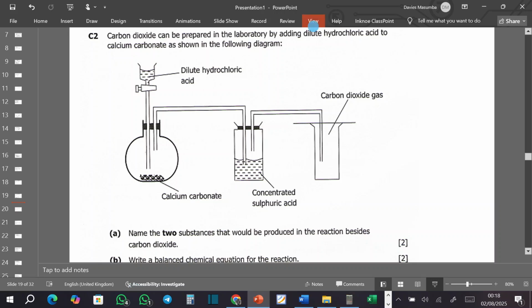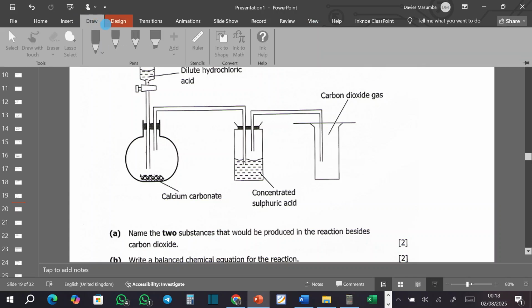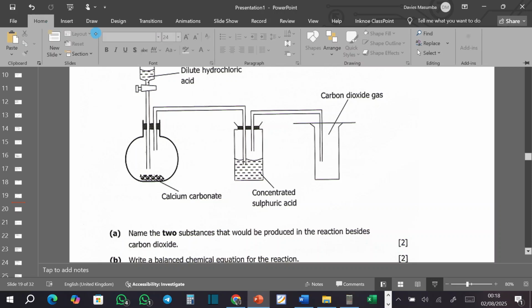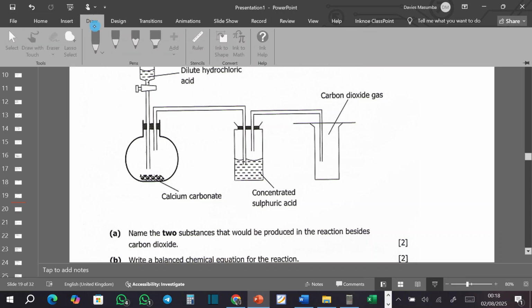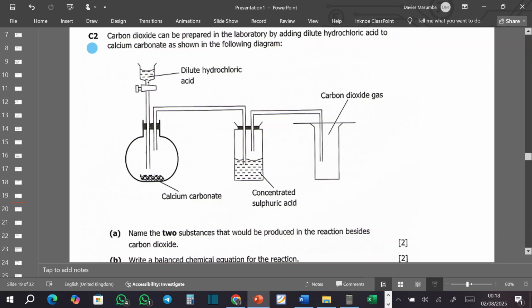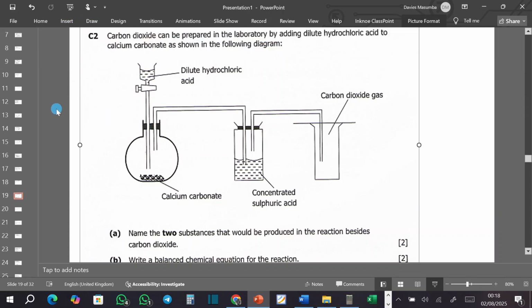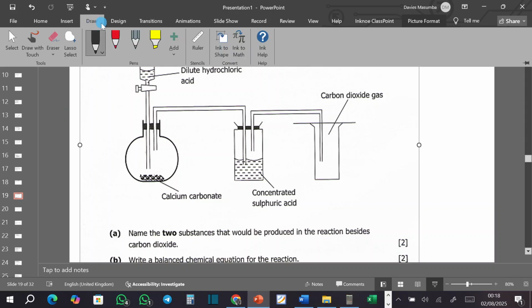Okay, so when you are reacting calcium carbonate, why are we not drawing? We are not in the drawing mode. What have we done to move ourselves from the drawing mode? Okay, we are back in the drawing mode.